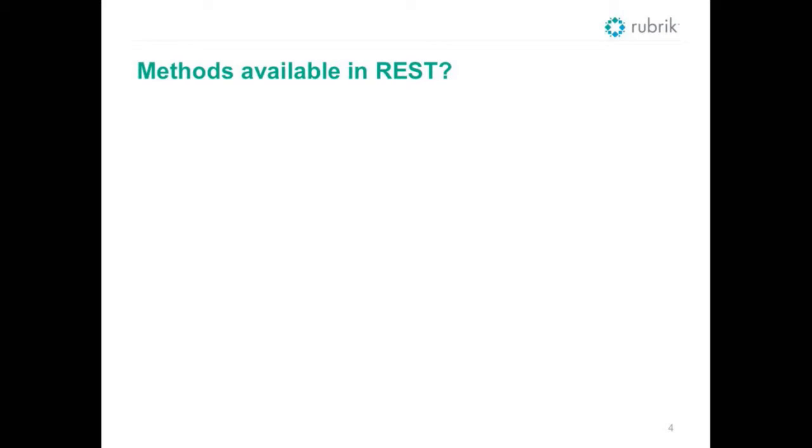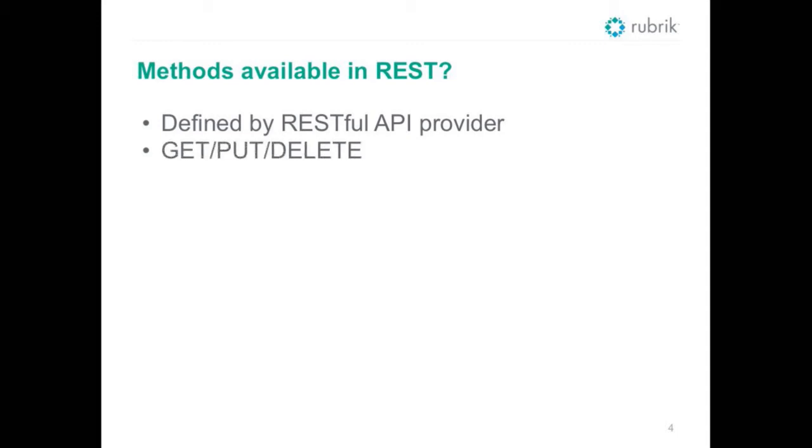To talk more about how we actually use RESTful API, we need to talk about the methods that are available. Now, it varies between different RESTful API providers. So CloudStack might have its own, vRealize Orchestrator has its own way of defining what methods are available, and OpenStack has its own methods. But generally what we see as a standard, we'll see at least a get, a put, and some sort of a delete as the basic methods that are available for RESTful API.